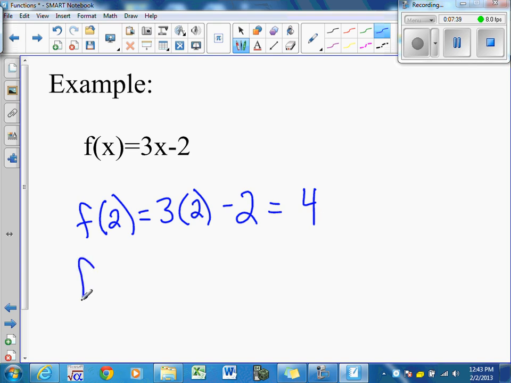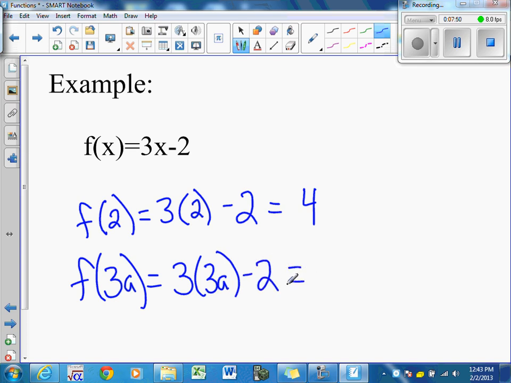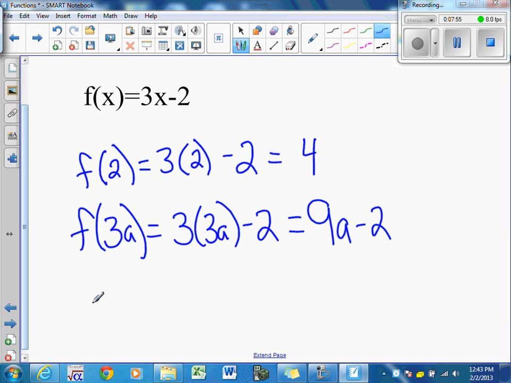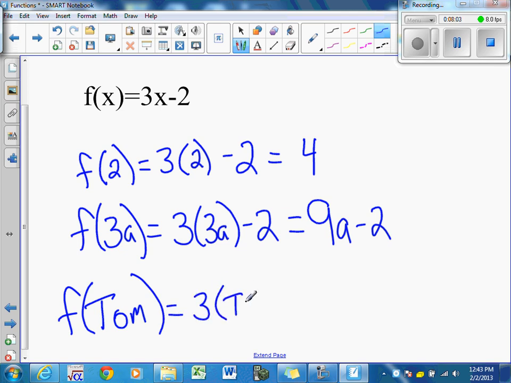One thing to understand is if we want to find the value of f of 3a, we still do the same thing. We just take 3a and substitute it into the function, and we get 9a minus 2. Can't simplify it, we can do that. If we wanted to say, well, what's f of Tom? We could do that. 3 times Tom minus 2. The point is, no matter how complicated, messy, or difficult this part gets, all we do is plug that in for x, or whatever our variable happens to be.